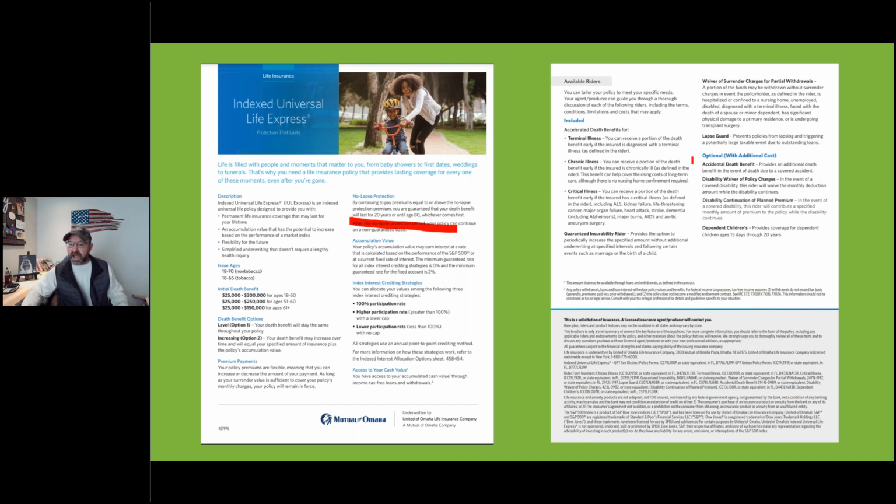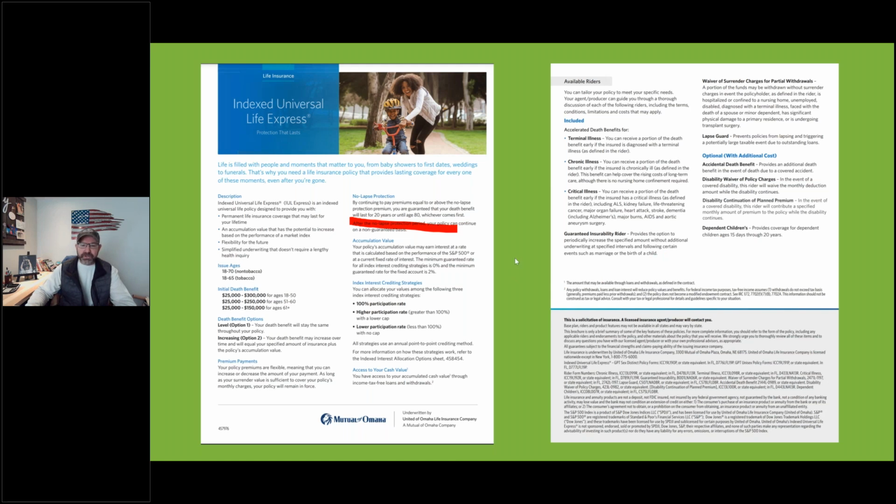Some of the optional riders that they can get are the accidental death benefit, disability waiver of premium, that's where it waives their premium, disability continuation of plan premium, which is a great rider, and also the dependent child's rider. So these are all some of the riders that are available on the IUL Express.